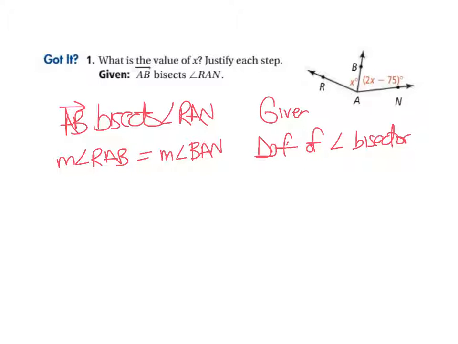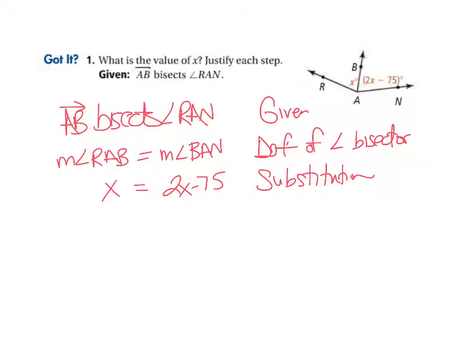Next thing. Okay, so now they're equal. Got it. Let's go ahead and substitute our values in. Let's do some algebra. The measure of angle RAB is x, and the measure of angle BAN is 2x minus 75. I just did substitution there. I just replaced it with something that it was equal to.